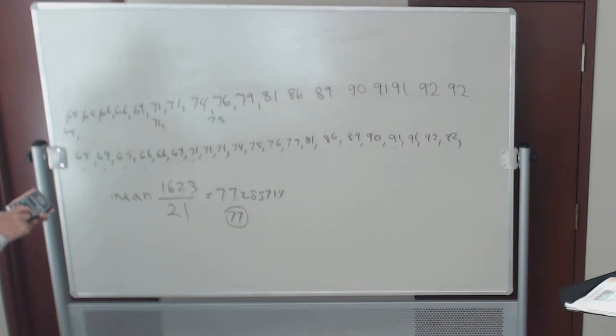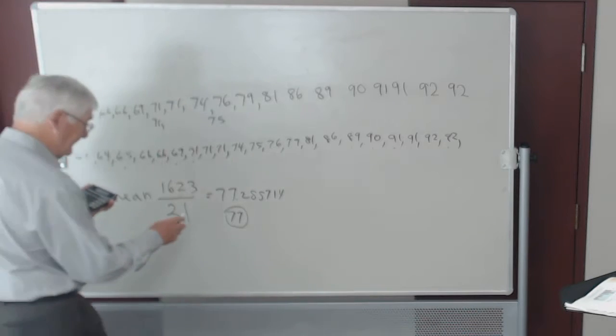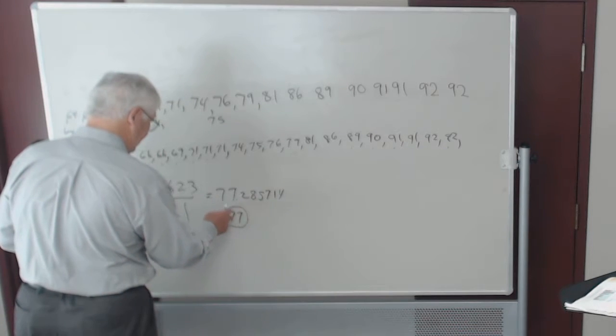77.285 times 21 equals 1622.9. Whoa! It's because you didn't put in all the decimals. If I want to get an accurate answer when I multiply, I'm going to need to have at least this much of it.